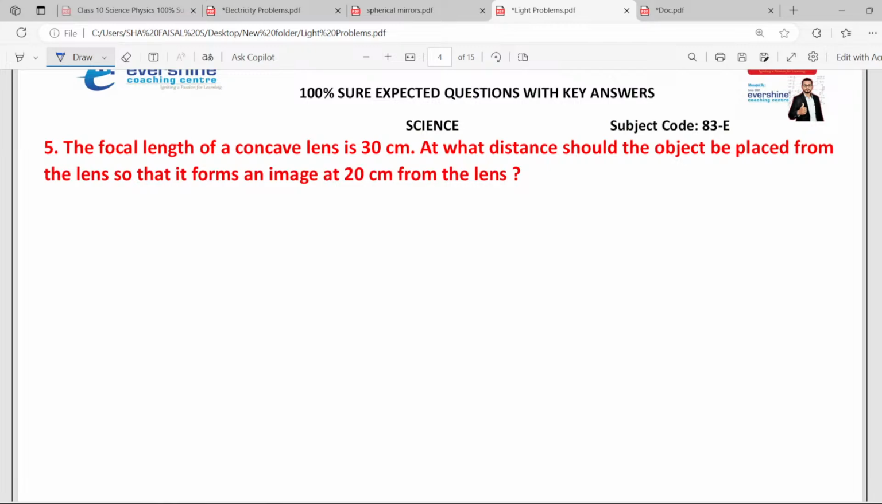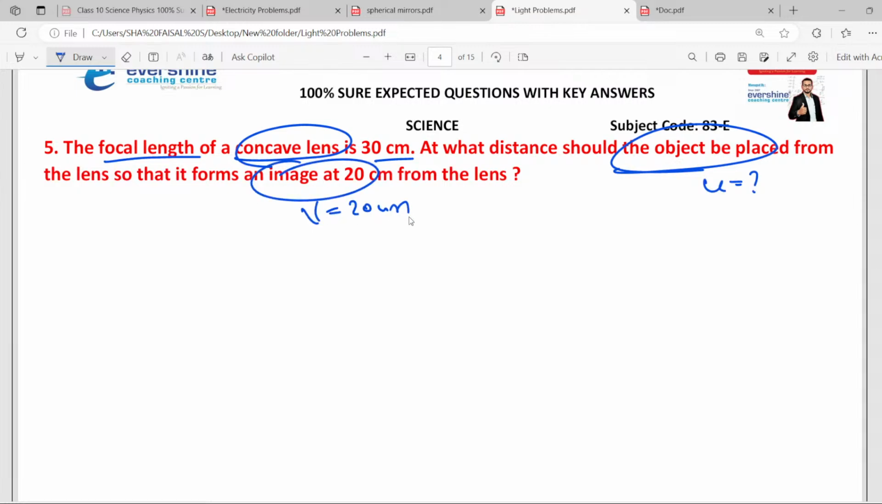The focal length of a concave lens is 30 centimeter. At what distance should the object be placed from the lens so that it forms an image at 20 centimeter from the lens? Interesting? Same. See how we have done now? Same way we have to do it here. So they have given focal length. Which lens? Concave. Focal length 30 centimeter. They are asking the value of u so that the image is formed at 20. They have given the value of v, 20 centimeter.